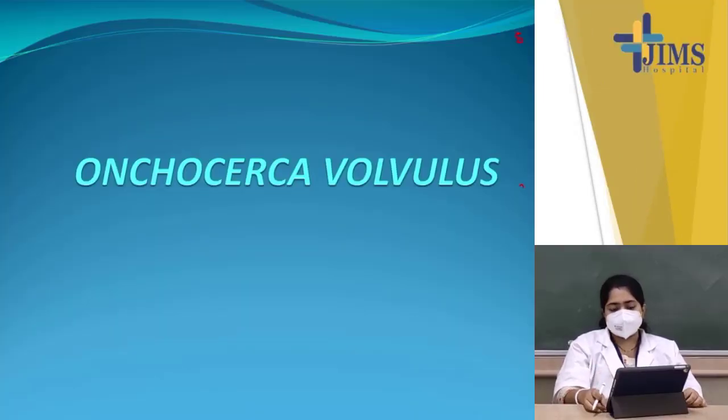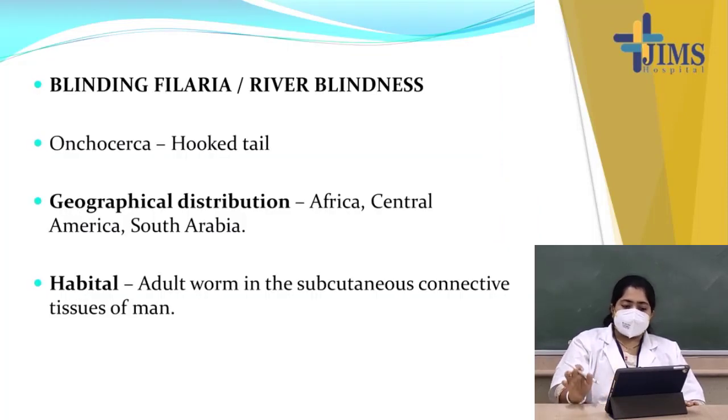Good morning, students. So today I will be talking about another tissue nematode, which is Onchocerca volvulus. Onchocerca volvulus is not common in India, and it mainly causes blinding. So it is also known as blinding filaria or river blindness. I will come to that why it is called river blindness later.